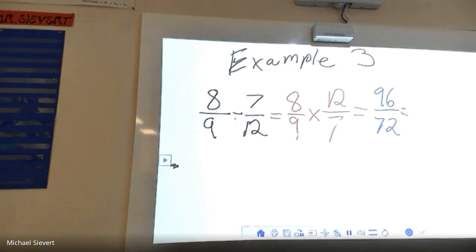Okay, now we've got to reduce. You have 2 options. You can reduce, or you can write it as a mixed number right away, then reduce.